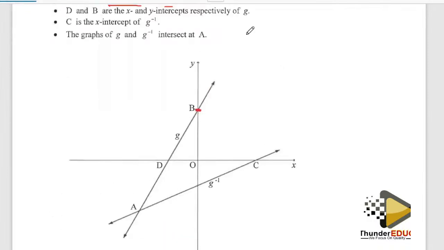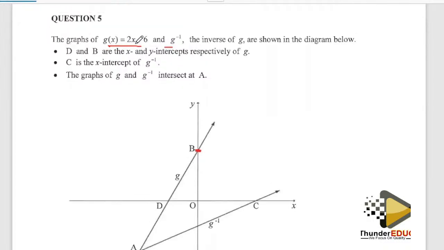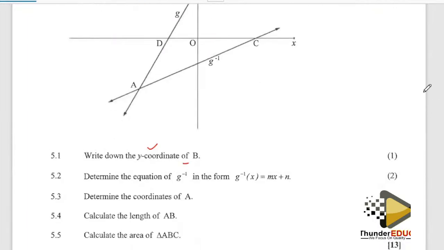We know that the graph that is passing through B is the original, which is g. So without even calculating, we know that this is the gradient, 6 is the y-intercept. Replace x with 0. So 2 times 0 plus 6 must give you 6. So the y-coordinate will be 6, or y is equal to 6. Then 5.2.